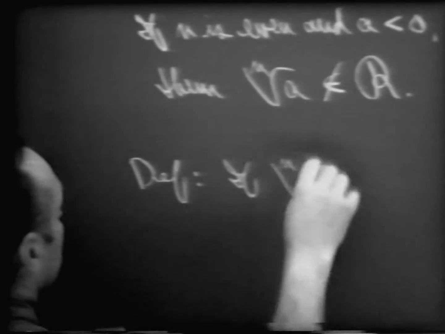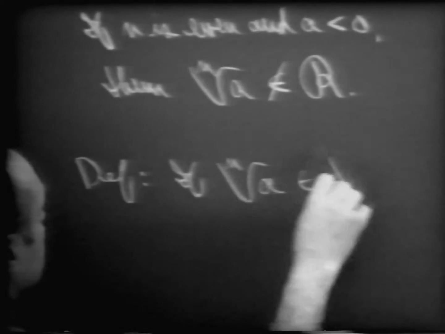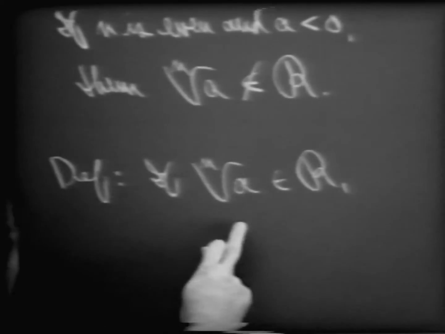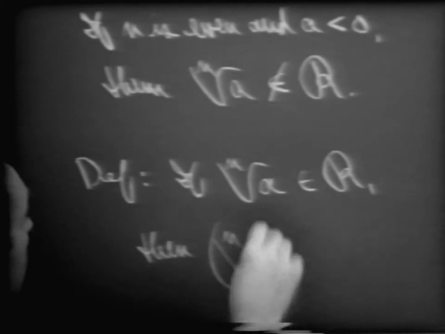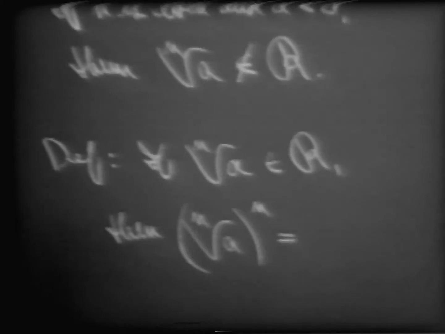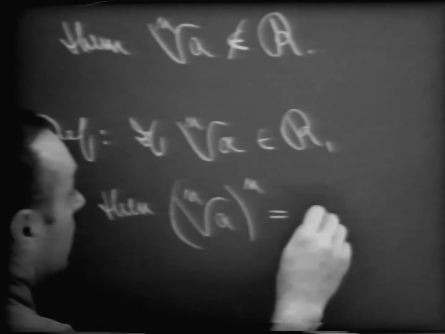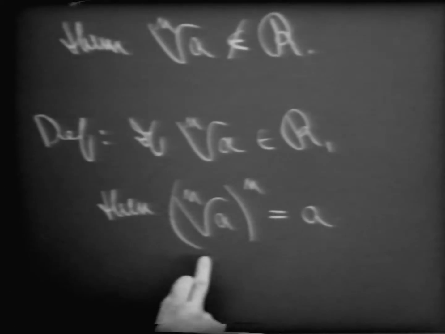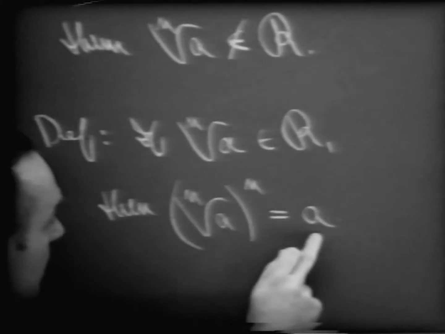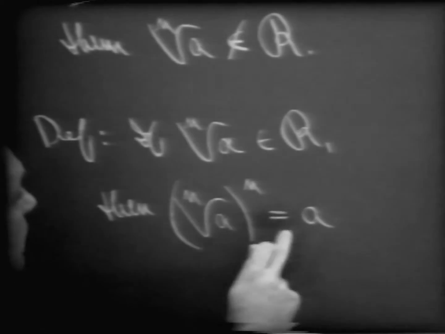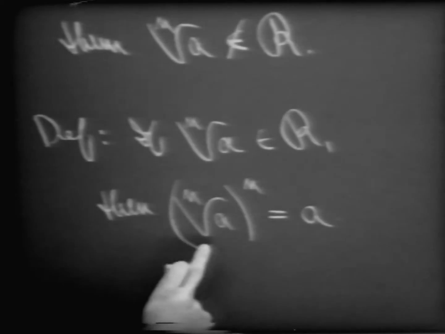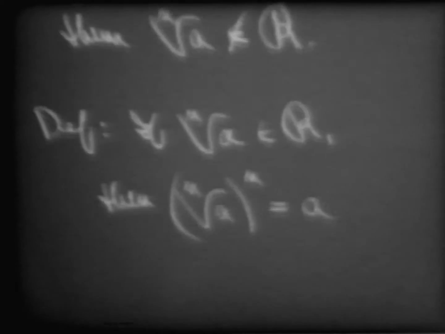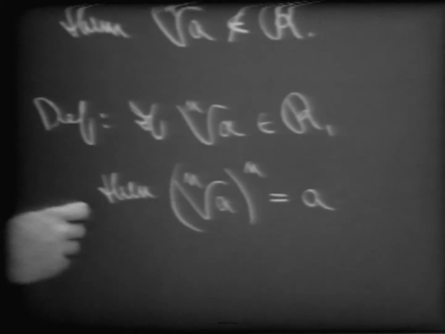If the nth root of a is indeed a real number, if it's well-defined, then our definition tells us that the nth root of a, all to the nth power, must be equal to what number? Must be equal to a. This is exactly what we mean by the nth root of a. It's that number which, when raised to the nth power, is equal to a. And this is the generalization of this statement right here. Well, let's see if we can look at one or two properties of these numbers.